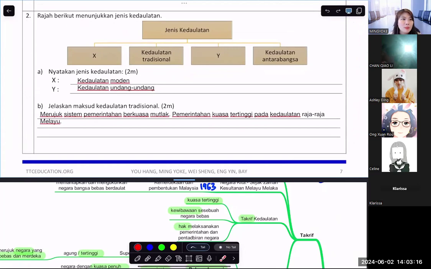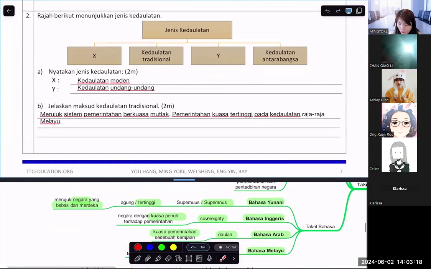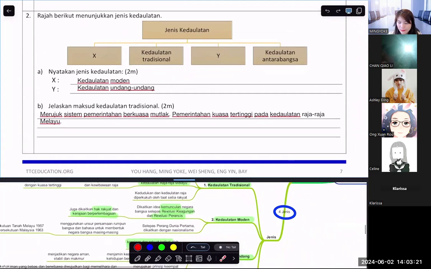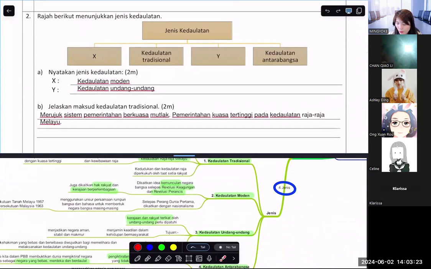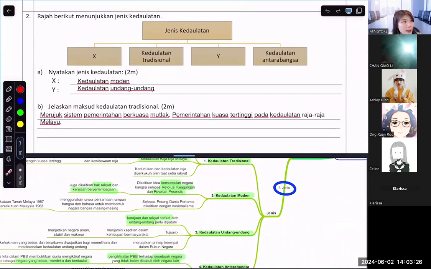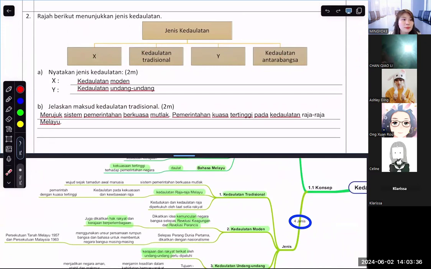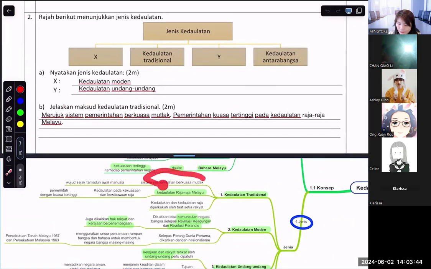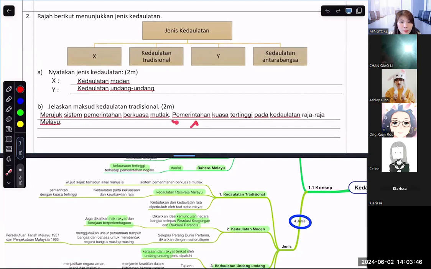Example. Go to question number 2. What are the jenis kedaulatan? There are 4 jenis: kedaulatan traditional, modern, undang-undang, and antarabangsa. Antarabangsa and traditional we already have, that's why we now have kedaulatan modern and kedaulatan undang-undang. If they ask you maksud kedaulatan traditional, you can direct answer. SPM is straight answer. Merujuk sistem pemerintahan berkuasa mutlak. Pemerintahan kuasa tertinggi pada.